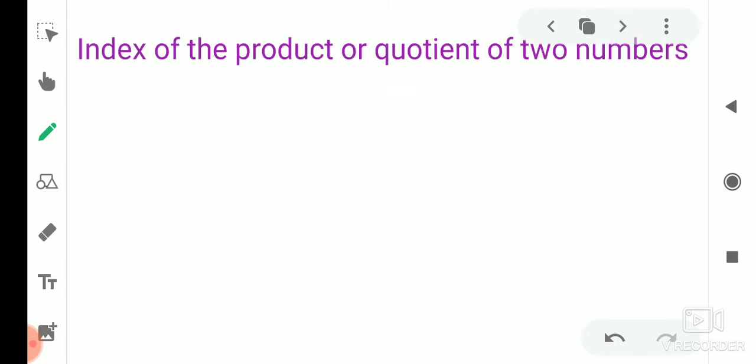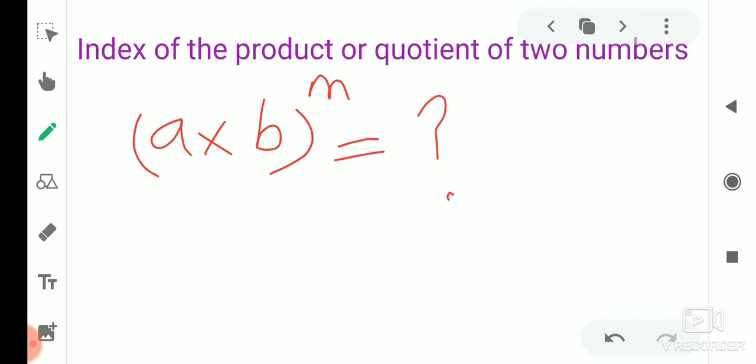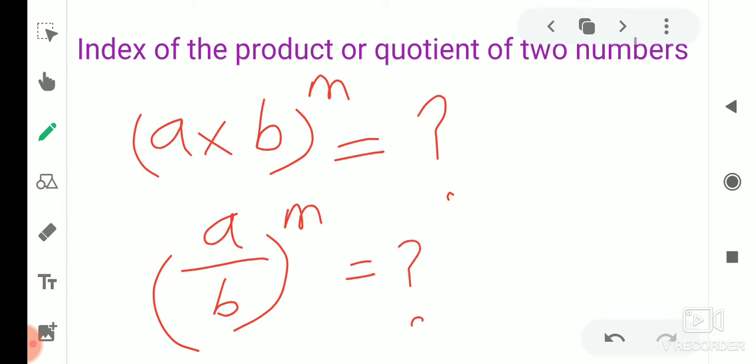Let's see what will be the index of the product or quotient of two numbers. If there is a product of two numbers a into b and their index, what will be the answer? And if there is a quotient, meaning division of two numbers a and b, then what will be their index? We will see the value of this. Index means power, so we will see the formula for this.